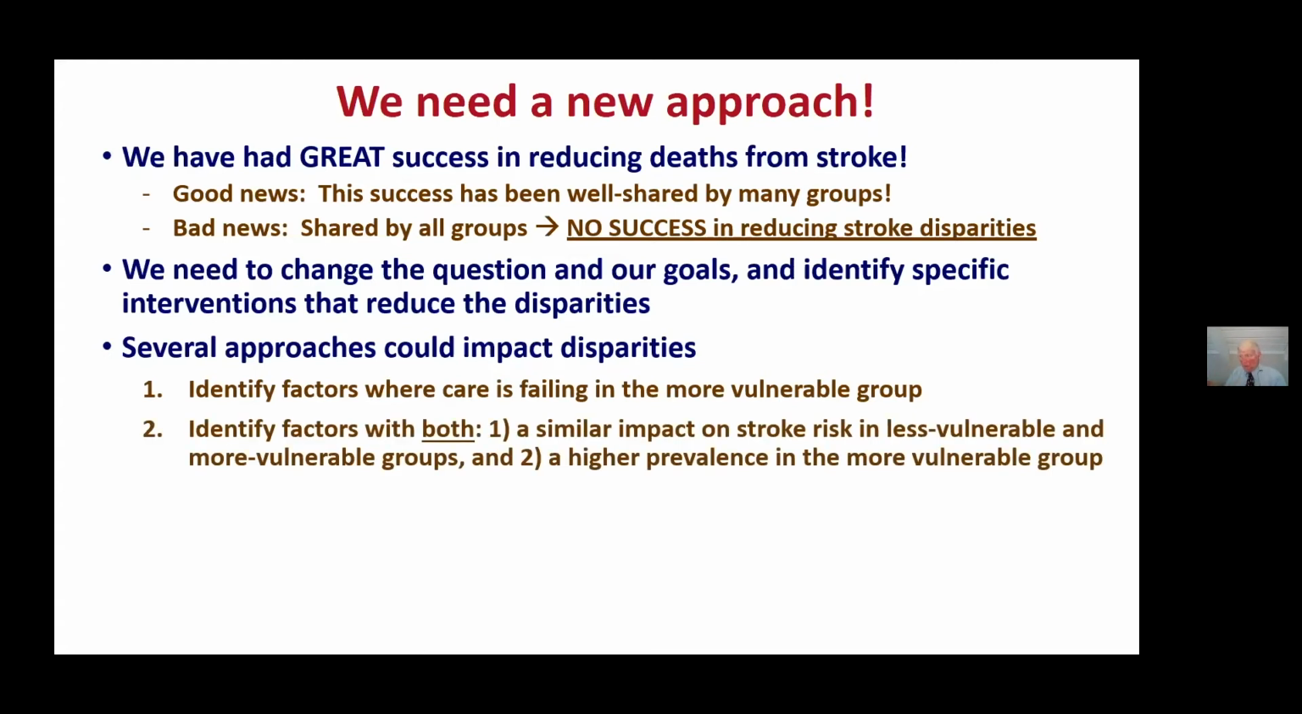Alternatively, a second pathway is we could identify factors with both a similar impact on stroke risk in the less vulnerable group and the more vulnerable groups. In other words, this makes everybody better, but where there's a higher prevalence in the more vulnerable group. And the reason, and we'll talk about this, is that if what we do reduces stroke for everybody, but African Americans have a lot more of the condition, then that's going to help African Americans more than it'll help non-African Americans.